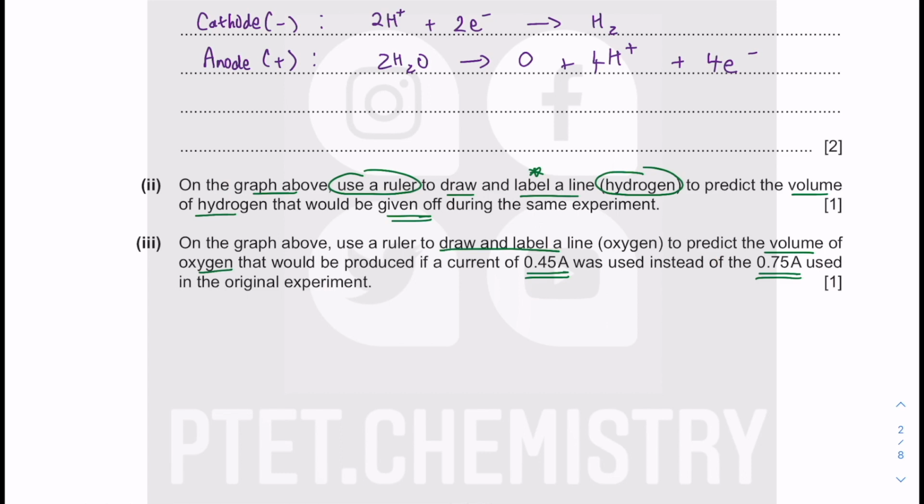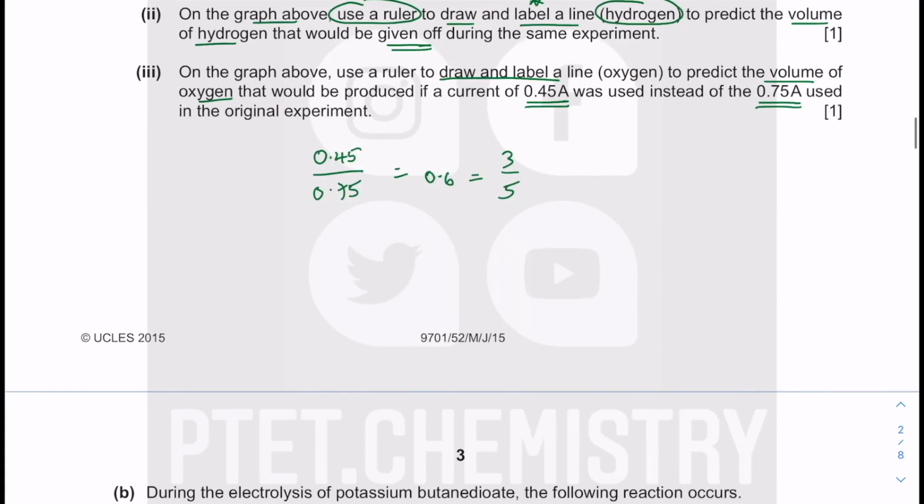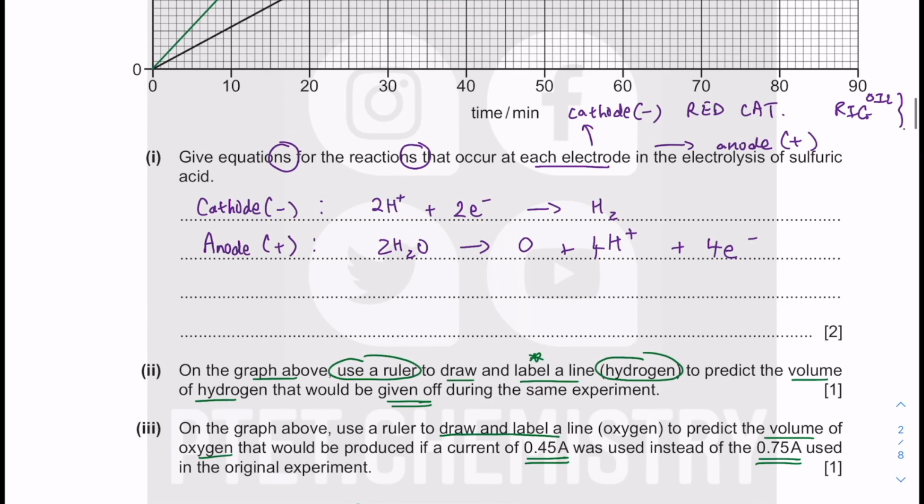So it's a direct proportion. If I look at 0.45 over 0.75, I'm just looking at the ratio by how much it will be decreased, and that gave me exactly 0.6, which is exactly 3/5. All right, so whatever volume I produce here, the volume is 250. So 3 over 5 of 250 cm3. This is at t equal to 90 minutes.